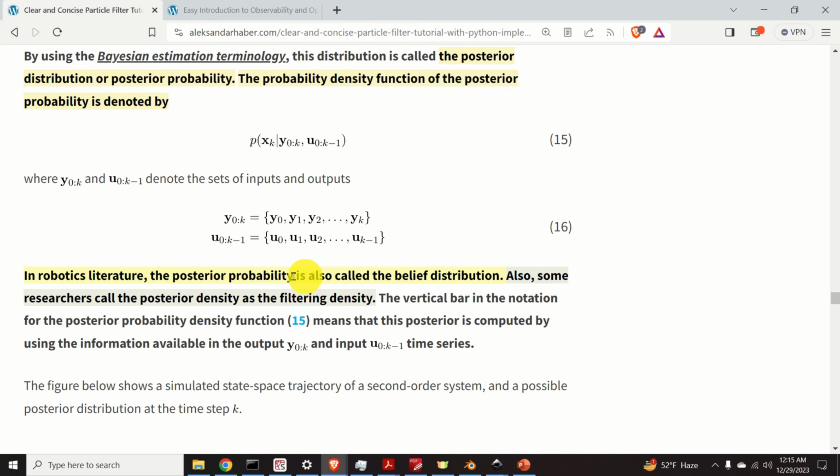In robotics literature, the posterior probability is also called the belief distribution. Also, some researchers call the posterior density the filtering density. The vertical bar in the notation for the posterior probability density function means that this posterior is computed by using the information available in the output and inputs sets.